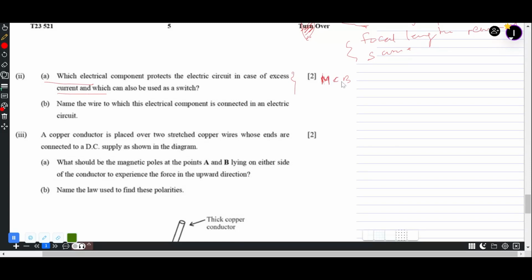These look like switches, very heavy duty, and can sustain a large amount of current passing through them. So MCB is the type of electric component used in case of excess current, and can also be used as a switch. While you are going out of the home for a longer time, you can put them off. Name the wire to which it is always connected: live wire.